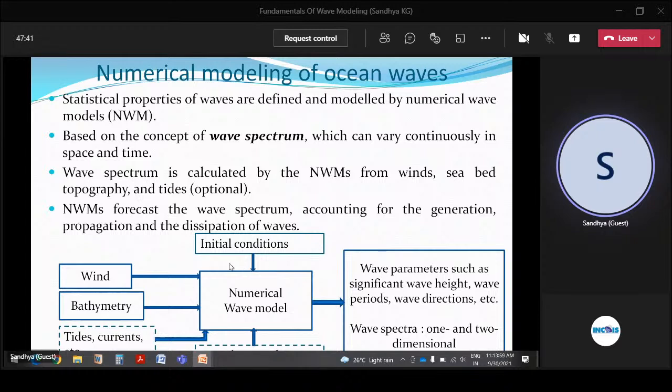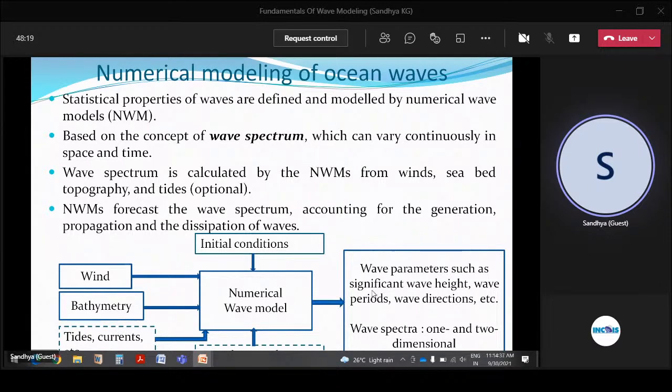Now, consider the numerical wave model as a black box. Here, these boxes give the inputs. Wind is an input, bathymetry is an input, and these dashed boxes are the optional inputs. Tides, currents, etc. are optional inputs. Initial condition is a mandatory input. And the boundary condition is also an optional input. Boundary condition is required only in certain cases where there are open boundaries to other seas. Now this wave model, considering it as a black box, accepts these inputs and gives out the outputs.